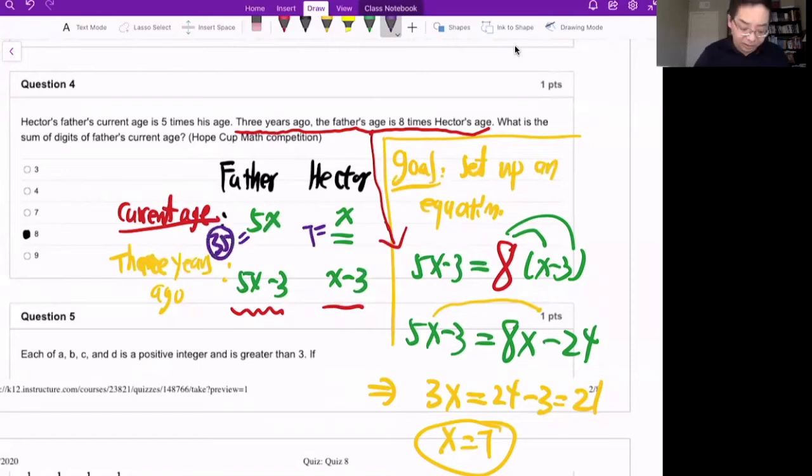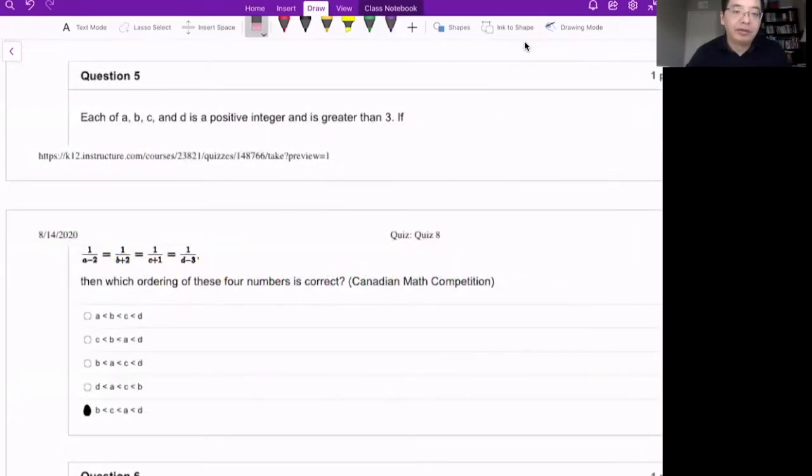If we add together 3 plus 5, because here the problem asks for the current sum of digits of the father's current age. So we add the sum of digits, 3 plus 5, that's 8. The answer is 8.